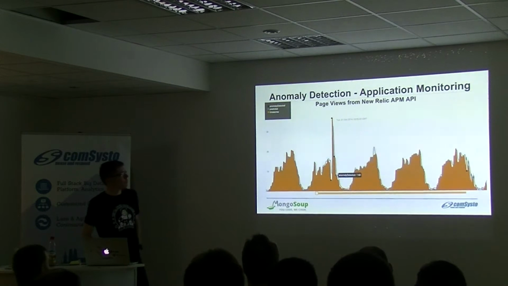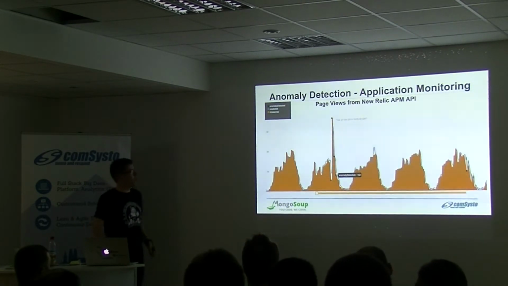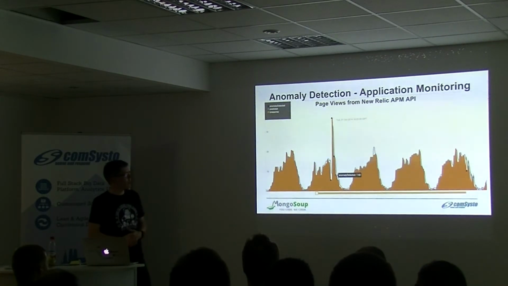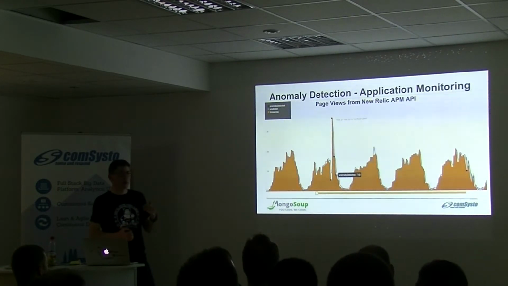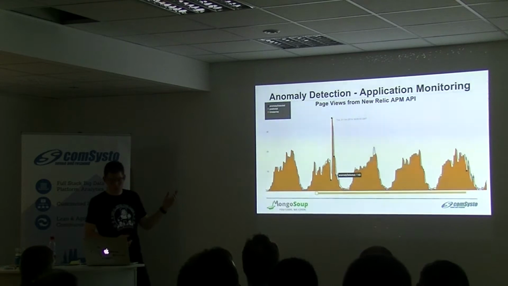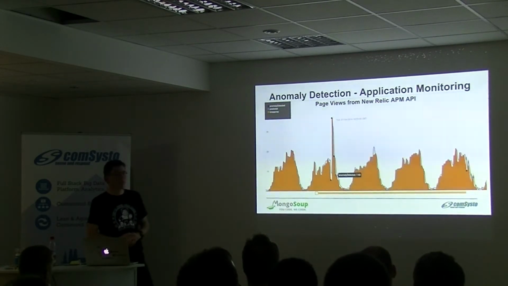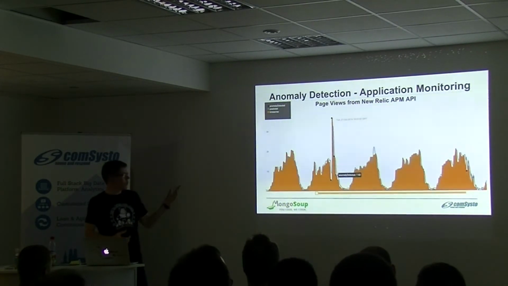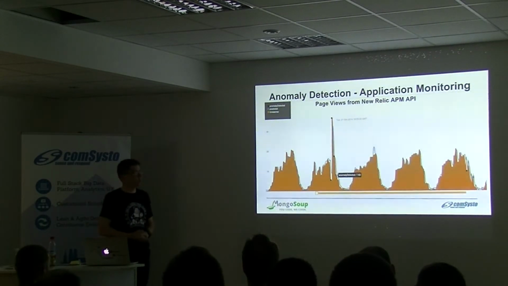And to show you how this works, we got the New Relic API. We took the data from New Relic, pushed it into our application, built a statistical model, and computed the difference between our statistical expectations and the observed values. So you see the blue line here is the expected values, and the orange graph is the currently observed values we have.